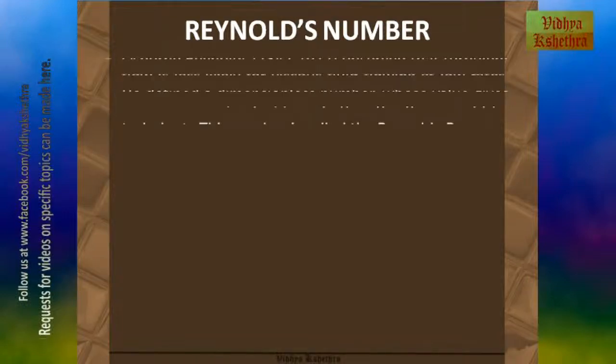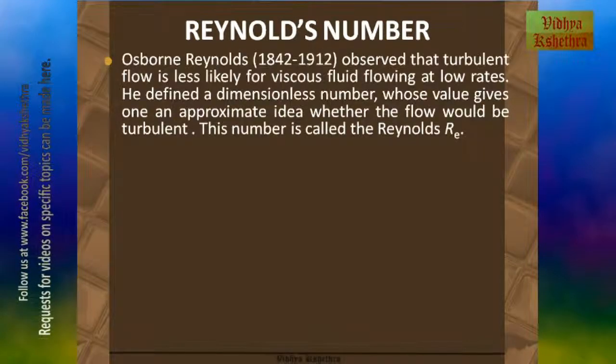Now, Reynolds number. Osborne Reynolds observed that turbulent flow is less likely for viscous fluid flowing at lower rates. He defined a dimensionless number whose value gives one an approximate idea whether the flow would be turbulent. This number is called the Reynolds number, that is Re. Re is given by the expression rho Vd by eta, where rho is the density, V is the velocity of flow, and d is the dimension.